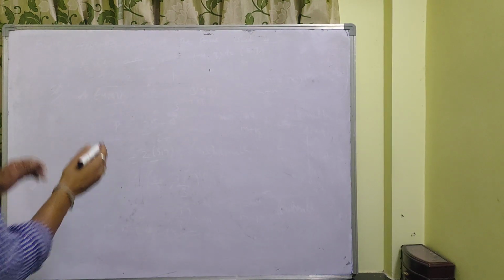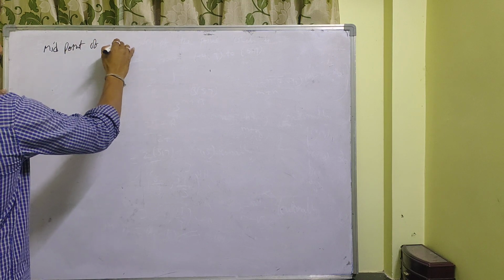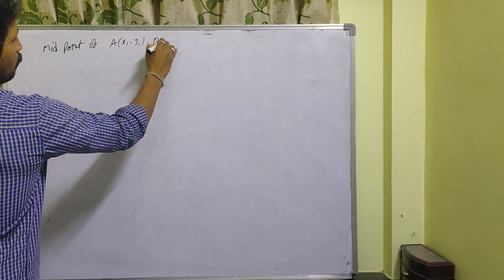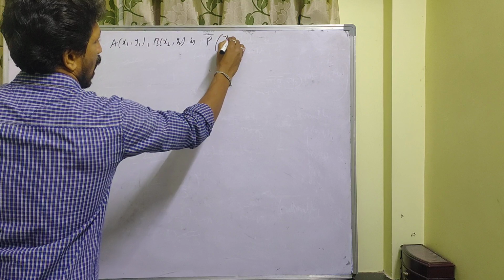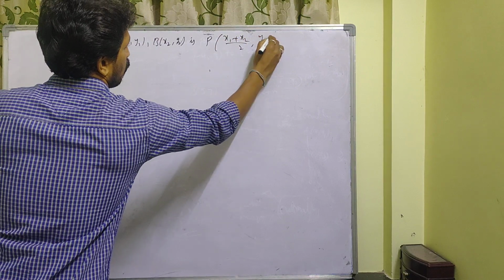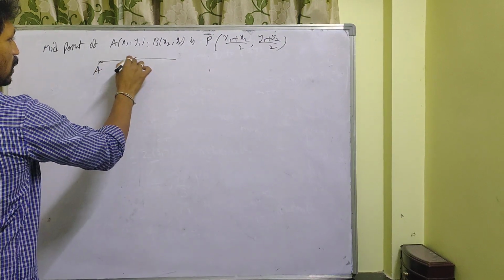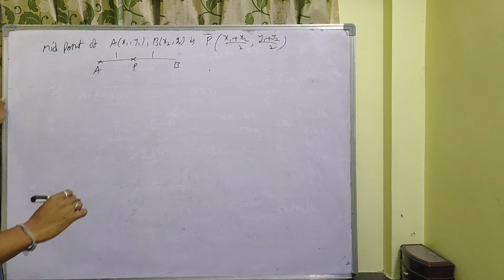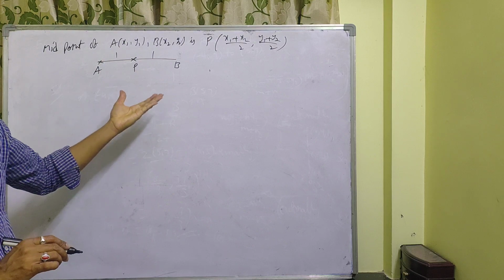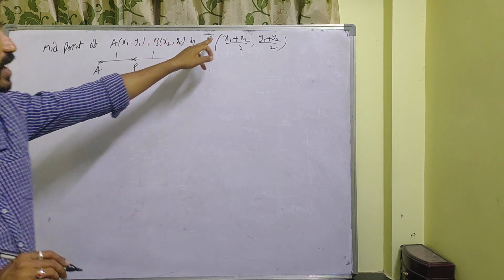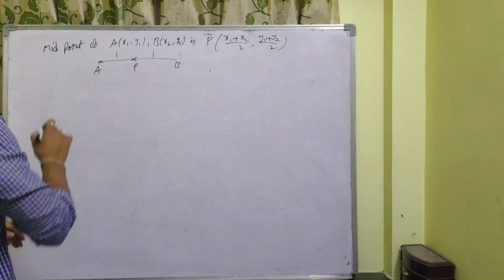Next concept, midpoint. You know very well. The midpoint of the line segment joining A(x1, y1) and B(x2, y2) is some P, which is ((x1 plus x2) by 2, (y1 plus y2) by 2). Midpoint means it is A, P, B with P exactly in the middle, so the ratio is 1:1. If you use the section formula, in the place of m plus n use 1 plus 1, that is 2, and m is 1, n is 1. So you get (x1 plus x2) by 2, (y1 plus y2) by 2.